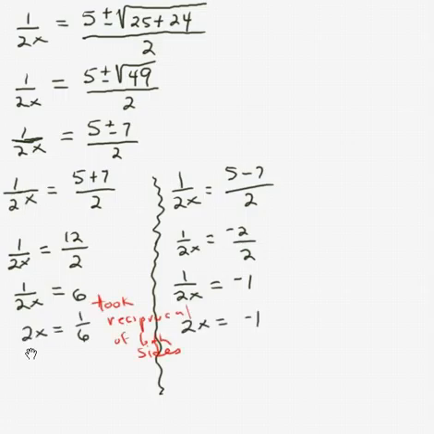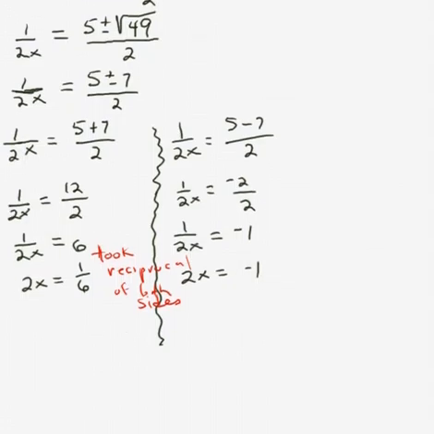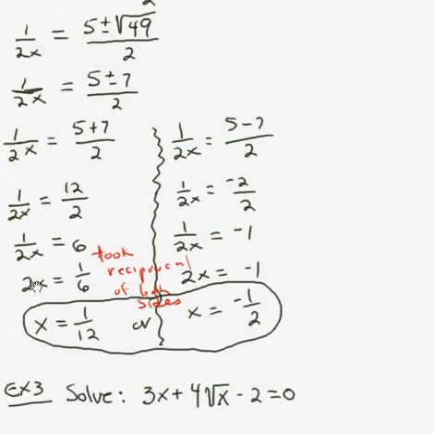So let's take the reciprocal of both sides of both equations, and that'll give me 2x over 1 is 1 over 6. 2x over 1 equals the reciprocal of negative 1, which is also negative 1. And now simplified, divide both sides of the equation on the left by 2, and a half of 1/6 is 1/12. And on the equation on the right, divide by 2, and we get negative 1/2. That's what x is equal to.